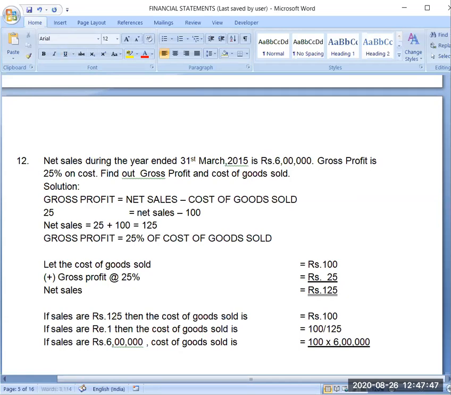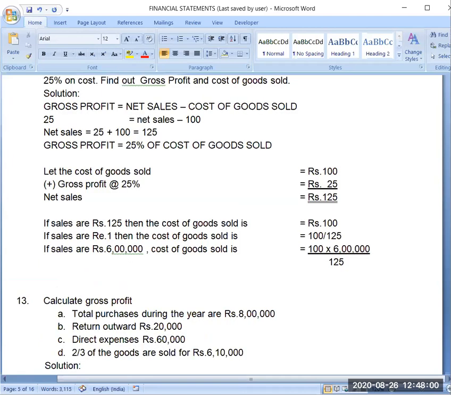What should I write here? 125. I hope each and every step is clear. If it is clear, at least let me know that. Or if some confusion is there, some query is there, some doubt is there, tell me.